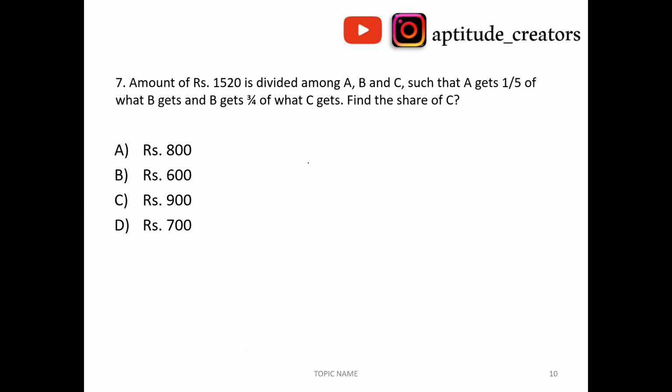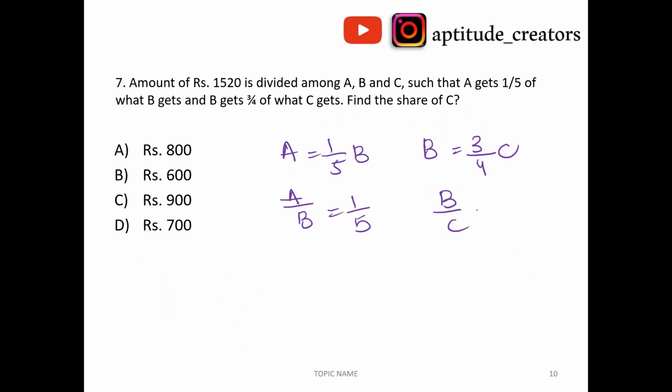An amount of 1520 is divided among A, B, C such that A gets 1/5th of what B gets, and B gets 3/5th of what C gets. Now, can I write it as A by B is equal to 1 by 5, B by C is equal to 3 by 5? Now, what is the question he is asking? The share of C. Now, how can I calculate the share of C?